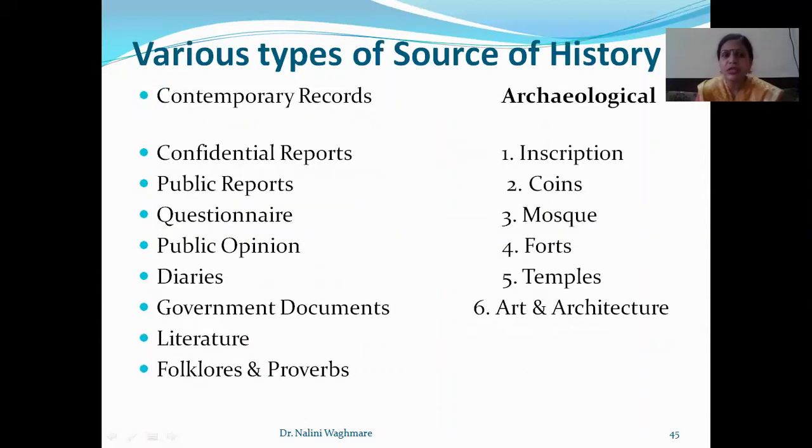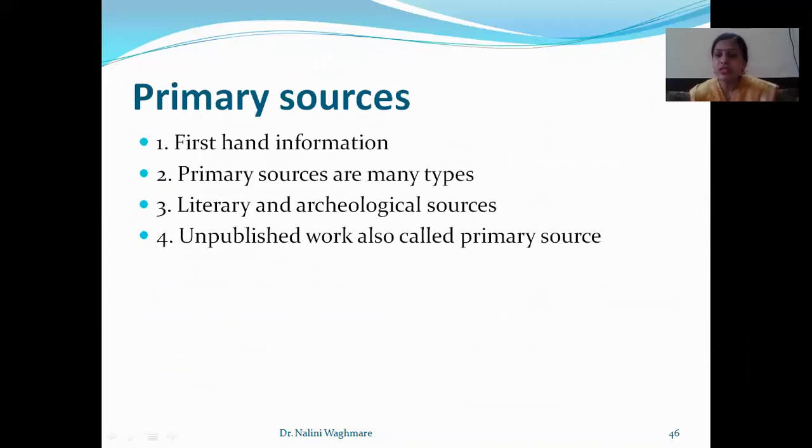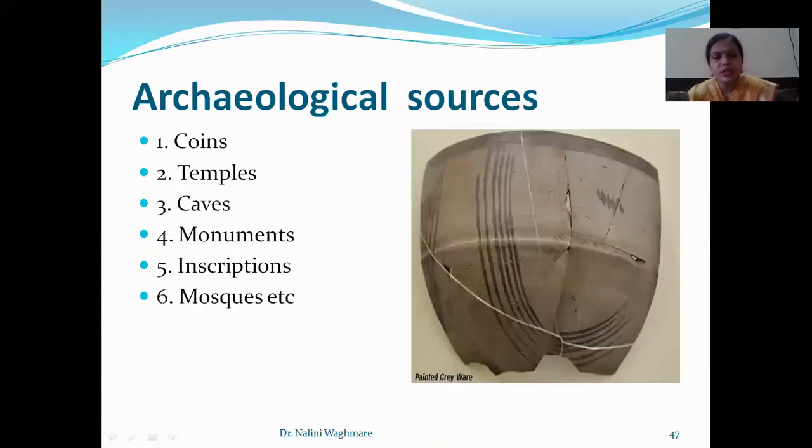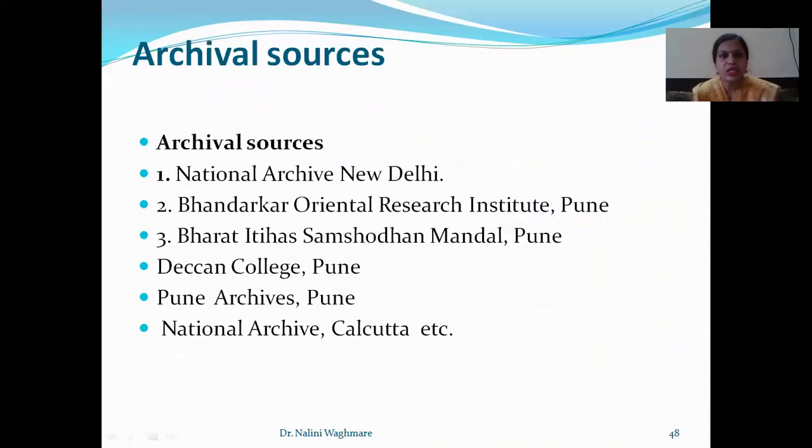Then various types of sources are also found in history: contemporary records, confidential reports, public reports, questionnaires, public opinion, government documents, literature. Along with this, archaeological sources we also have to refer to: coins, inscriptions, mosques, forts, temples, art and architecture. A primary source is first-hand information. There are many types of primary sources: literary and archaeological sources, and published and unpublished work are also sometimes called primary sources. Then archaeological sources we use like this: coins, temples, caves, monuments, inscriptions. Then archival sources are also very helpful while doing research, like the National Archives, New Delhi, and the Bhandarkar Oriental Research Institute, Pune, which is very helpful to know ancient Indian history.